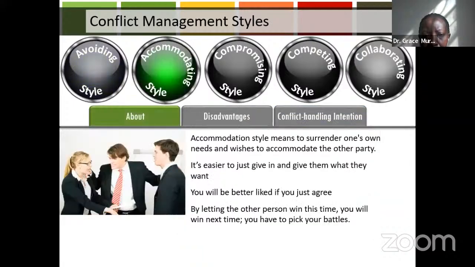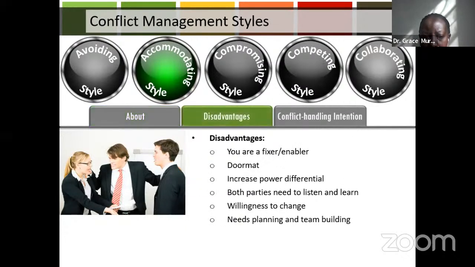Okay, let's see what we have here on accommodation. We see surrender one's own needs and wishes to accommodate the other. Okay, yeah, that's what we've said. Some of the disadvantages is that, just like the avoiding, you might get that coward label, because you're just letting other people have their way. That's the doormat thing. And then it increases power differential. Assuming that you often use this method, you're always accommodating, then the other person seems to have more power over you. These are major disadvantages.